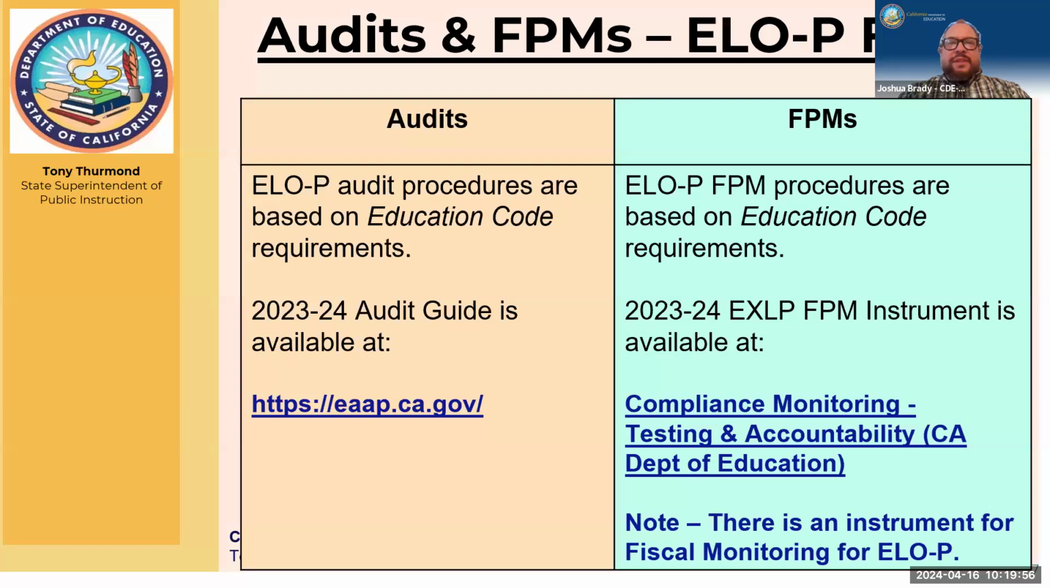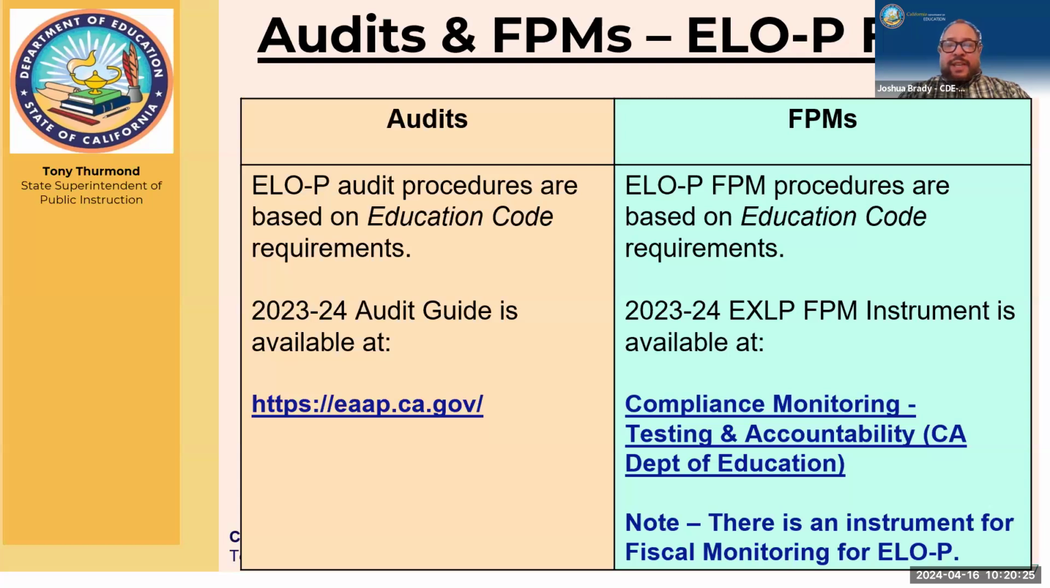Great. And then to add on to the audit guide, and we'll get into some of the weeds later, there should be no surprises. If you've looked at the ELO-P Education Code and you've looked at the audit guide, it should be directly aligned. And then the only differences will be the procedures with the information that they're collecting. And we do have an example that we'll show later. But for FPMs, again, based on Education Code, you're going to hear us say that again and again. It has to be based on the law.